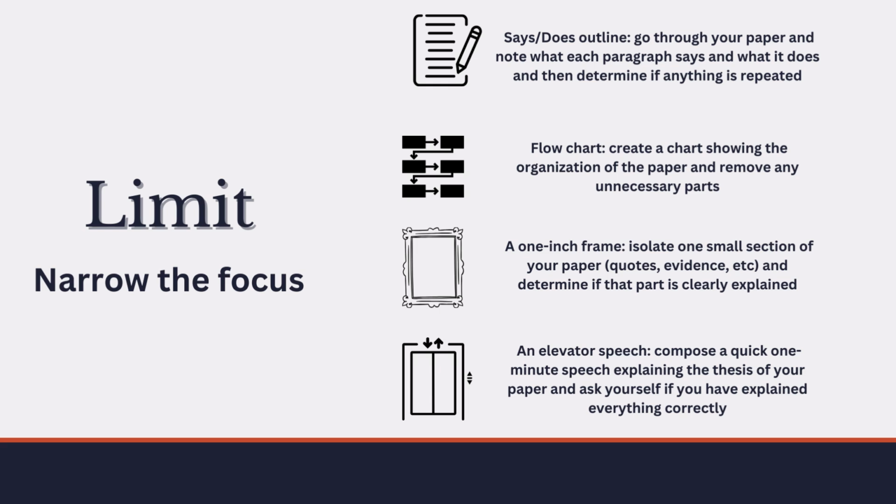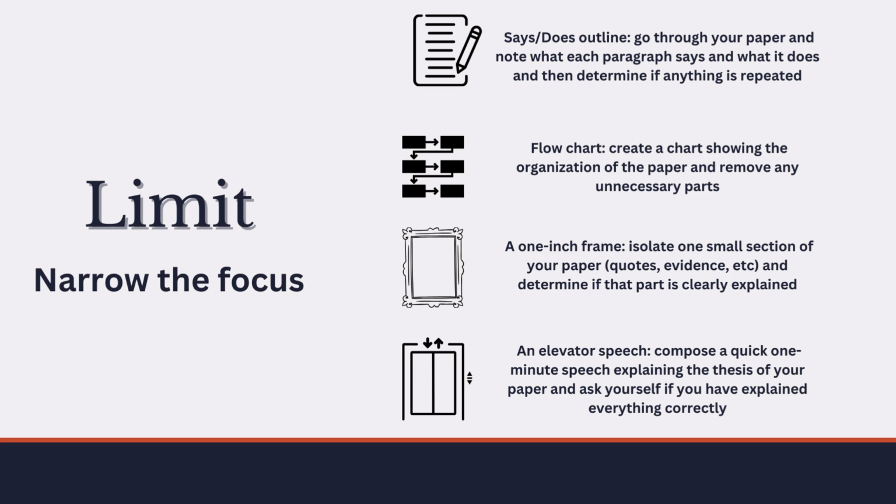The first thing you can do is a says does outline. That's where you go through your paper and you know what each paragraph says and what it does. So you go through and you mark down what the content of it is and then what it does, what's its structure or organizational point in the paper. And then you'll see whether or not maybe you have some things that are repeated or unnecessary. So that's a good way to figure out if perhaps there's something in there that really doesn't need to be in there, or you've kind of repeated yourself twice.